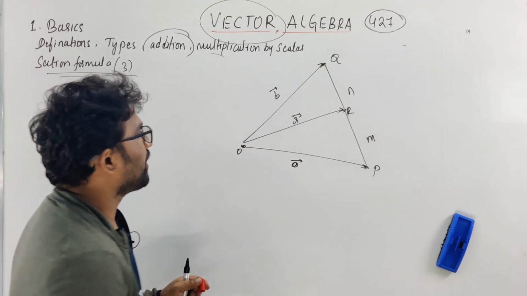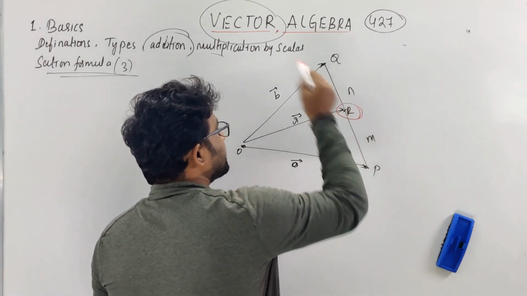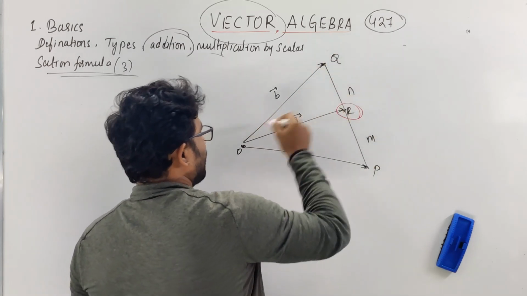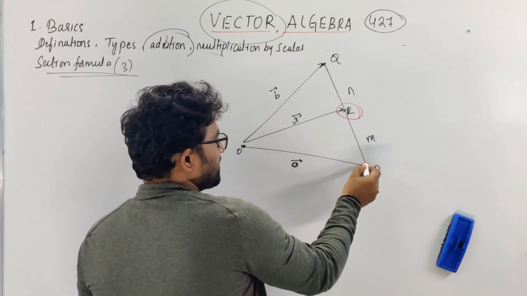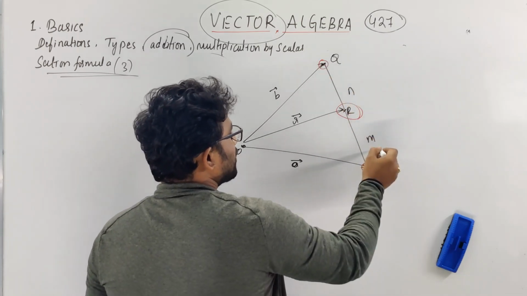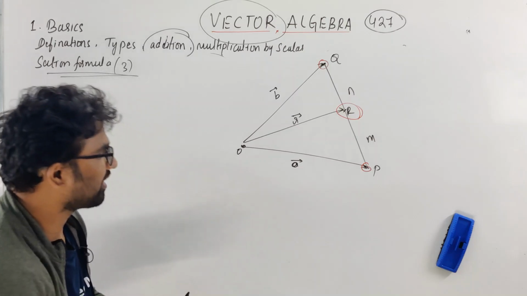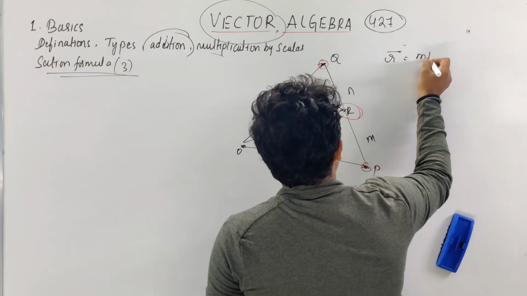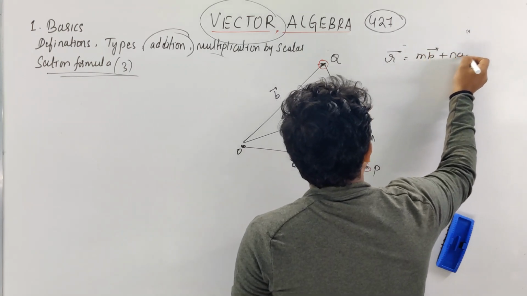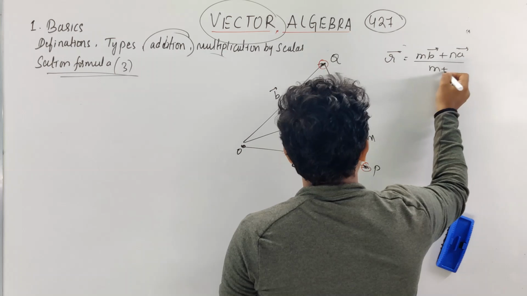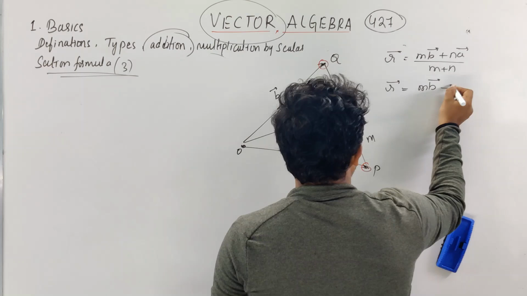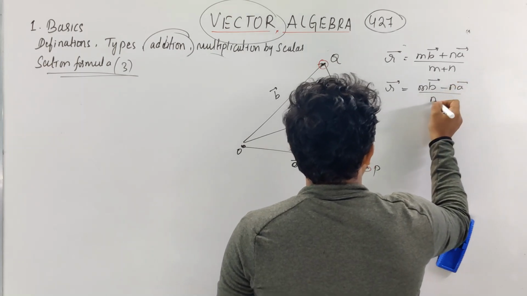So you have to find a position vector R which divides a given two vectors, I mean this OP and OQ, basically points. These 2 points are divided in the ratio of m is to n. So what is the R vector? It's a very simple formula. For internal division, R vector is equal to mb vector plus na vector divided by m plus n. Similarly for external division, I'll tell you one by one: mb vector minus na vector divided by m minus n.